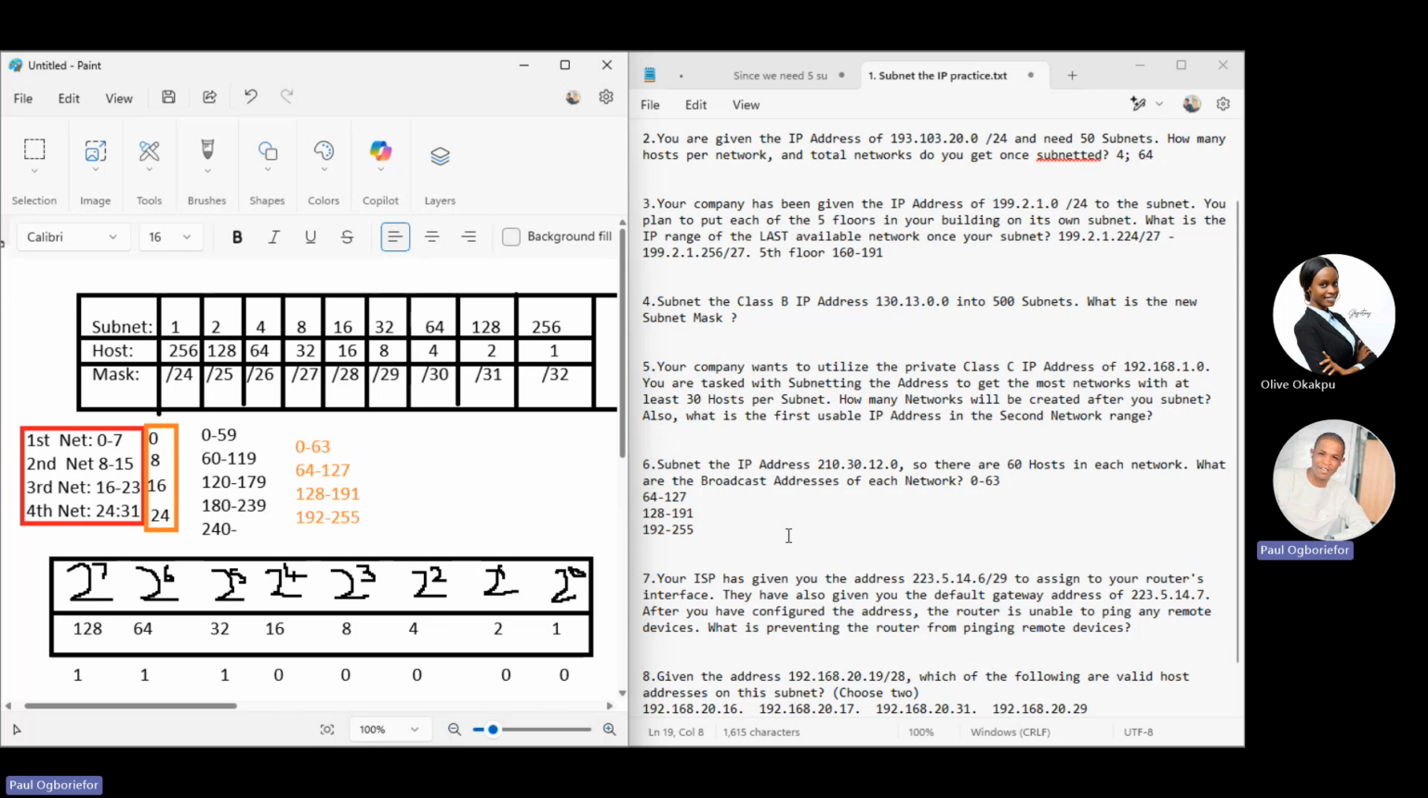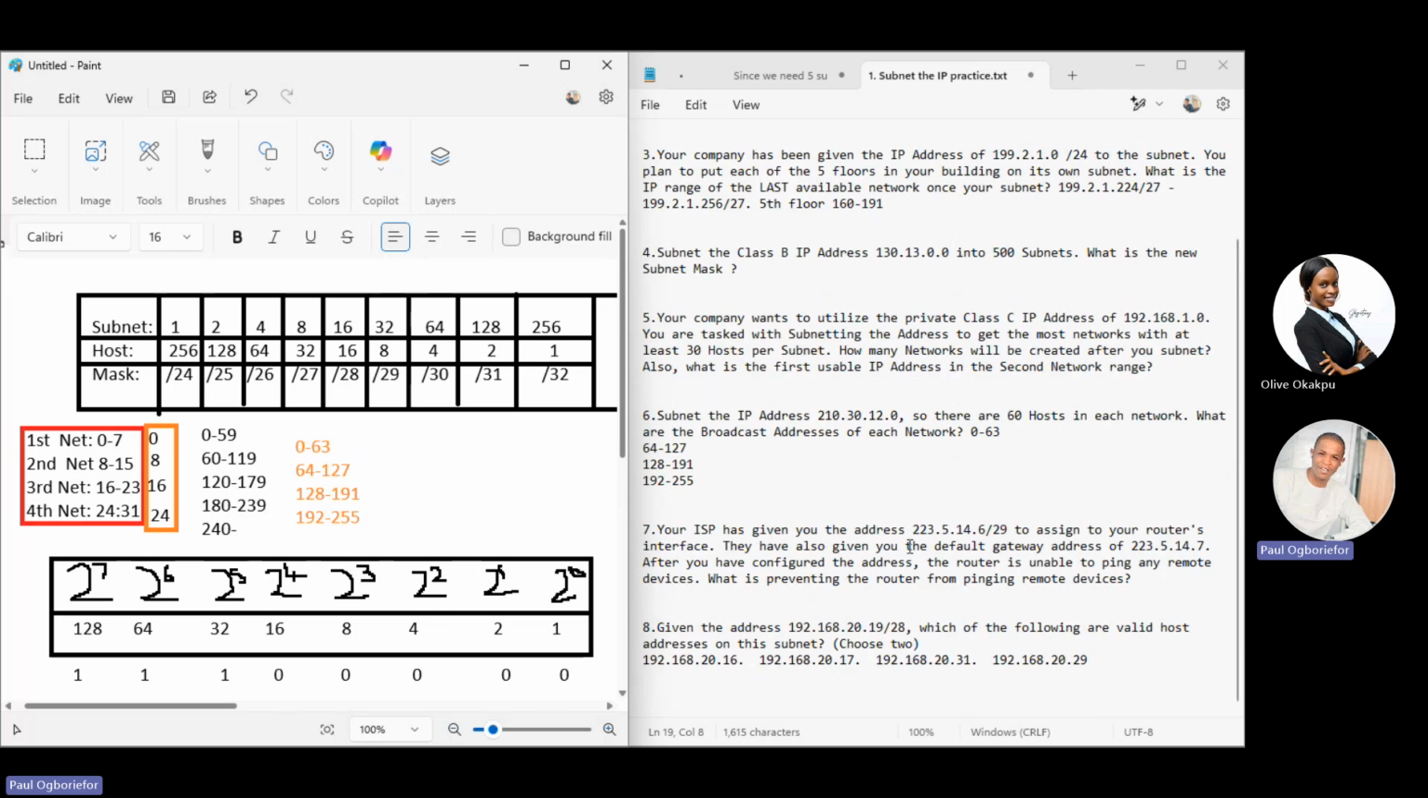We are only left with two. We don't do everything to finish. Your ISP has given you an address assigned to your router interface. They have also given you a default gateway address. After you configure the address, the router is unable to ping. What is preventing the router?